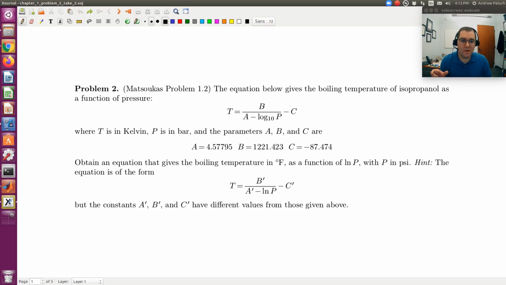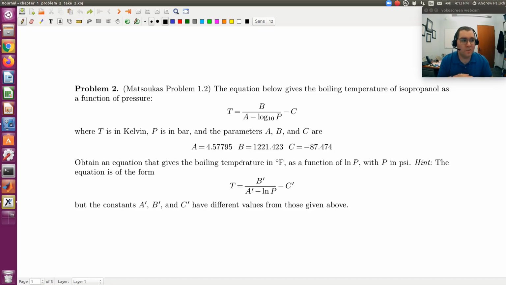So here we're given constants A, B, and C for the case of temperature in Kelvin and pressure in bar, and we're asked to map it so that rather than taking an input of pressure in bars, we take an input of a pressure in PSI, and we return, rather than a temperature in Kelvin, a temperature in degrees Fahrenheit. So we're going to have to do conversions for our pressure and temperature, and then also we're asked to convert our log base 10 to natural log.